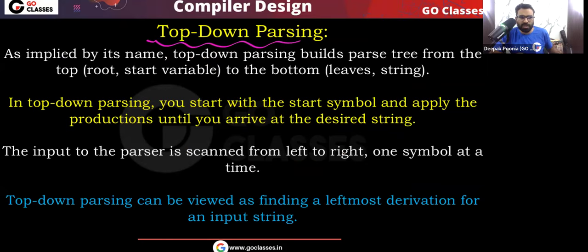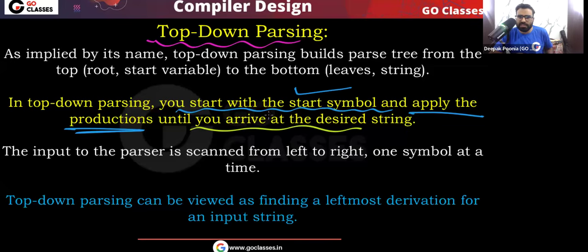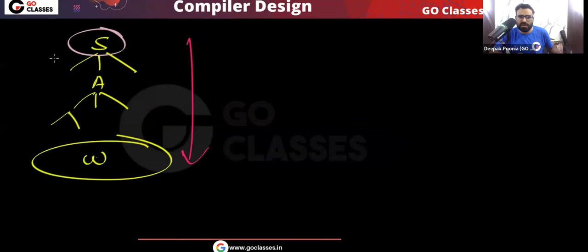In top down parsing, we start from the top, meaning we start from the start variable and we apply the productions until we arrive at the desired string. Let's assume here you have this non-terminal A, then again we apply the productions. Like this we keep applying the productions until at the end we get our input string w. This is the top down approach. We go from top to down to the input string. Very simple.